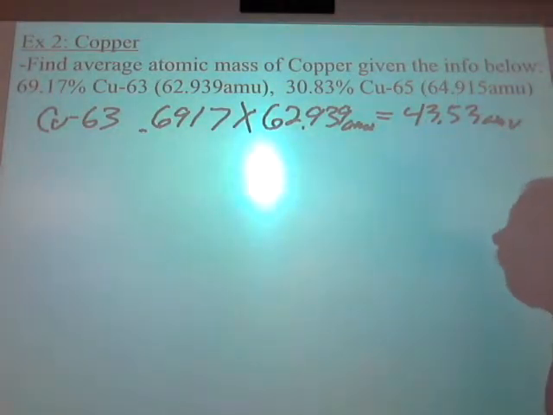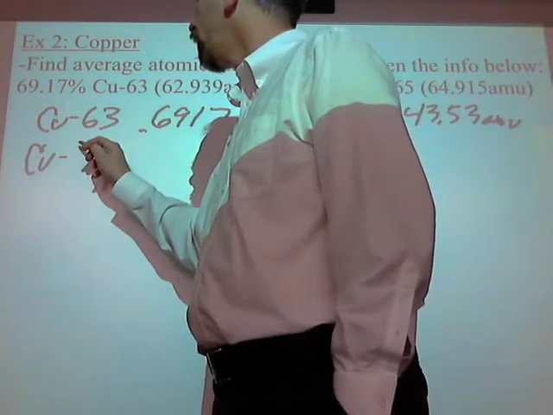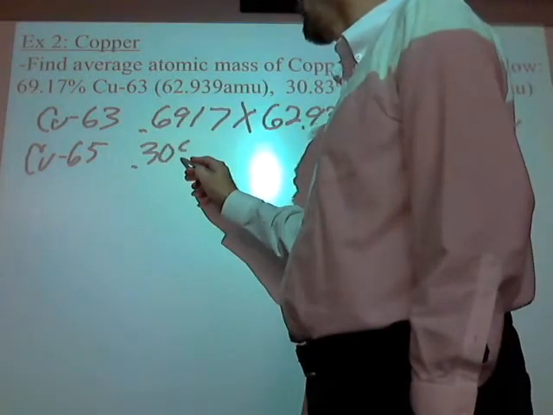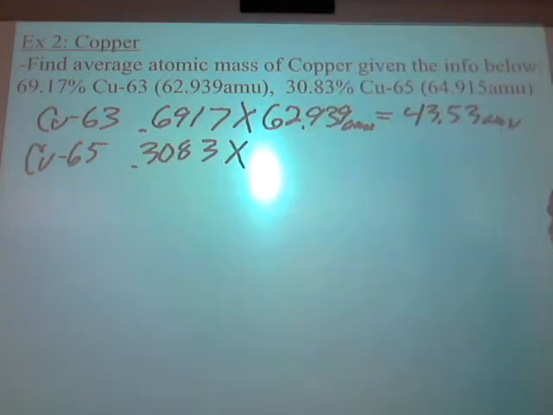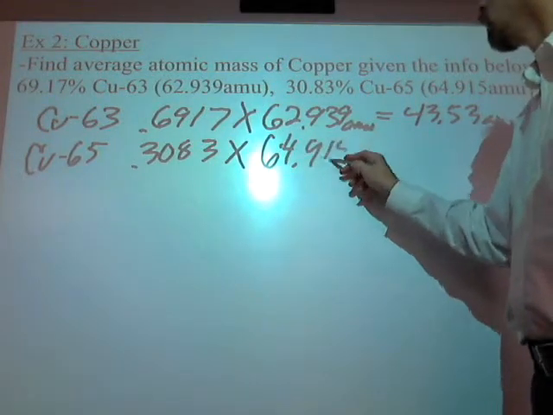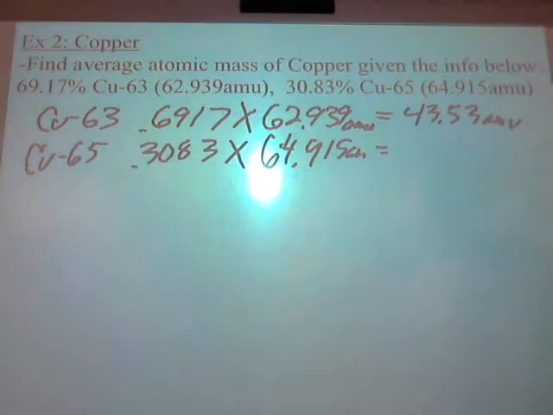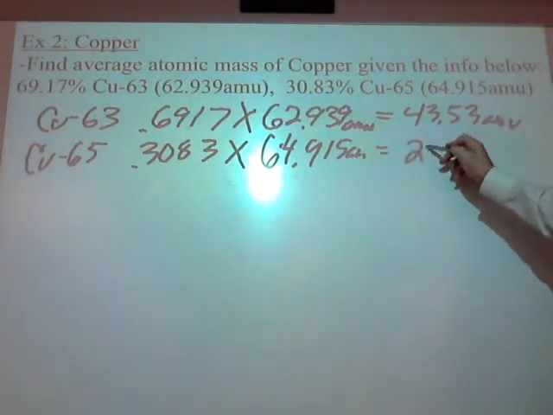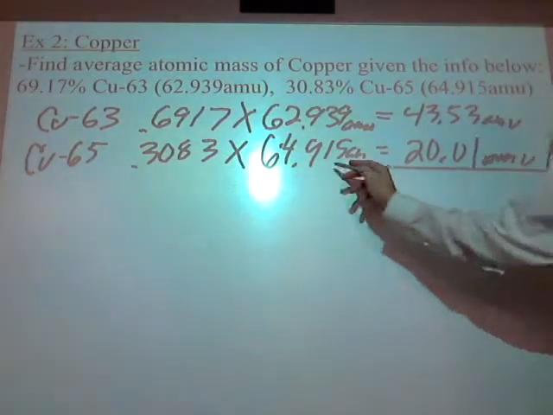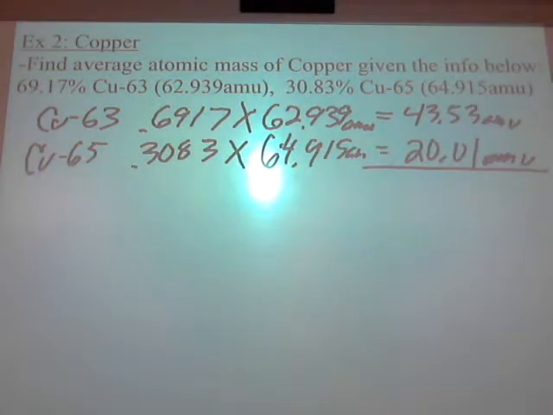All right. Now for copper 65. Ronnie, what am I going to multiply together for this one? 0.3083 times 64.195. All right. And I have that one worked out as well. You can check it on your calculator if you want to. It's 20.01 AMUs. This is one that will not come out to be exactly the same as the one on the periodic table, but it will be awfully close, as you'll see.